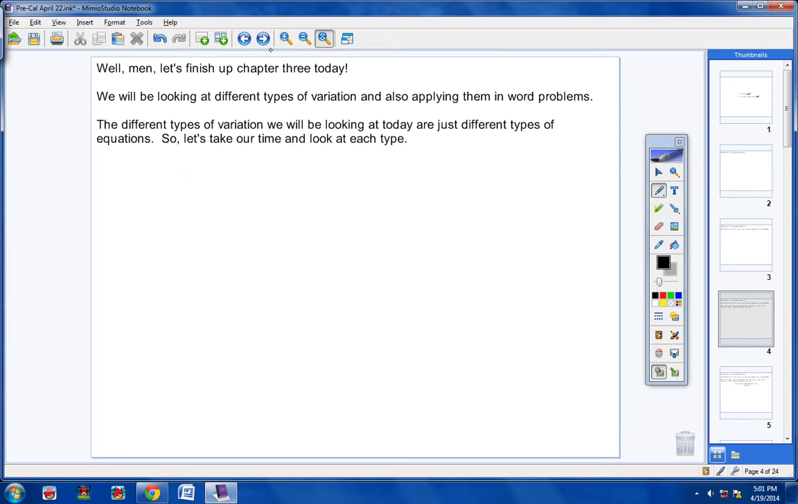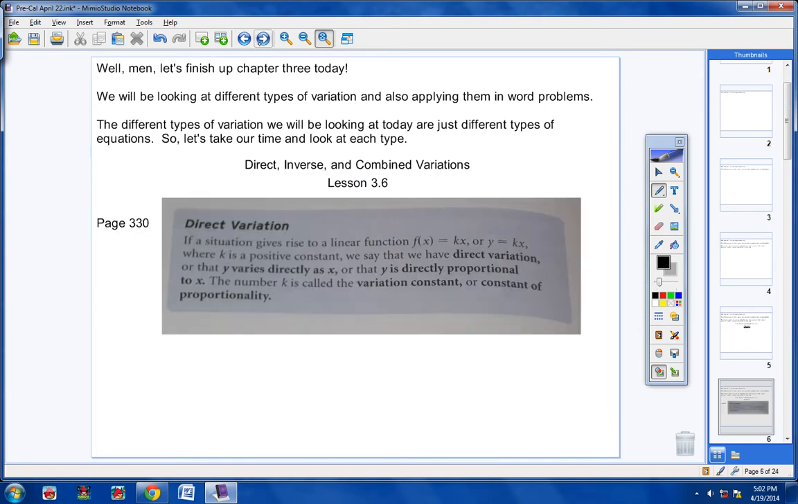Let's take our time and look at each type of variation that we're going to cover today. Your heading today is direct, inverse, and combined variations. So we are looking at 3 different types of variations today: direct, inverse, and combined variations. Lesson 3.6. If you want to write the date down today, the date is the 22nd. All right, the 22nd. Lesson 3.6.